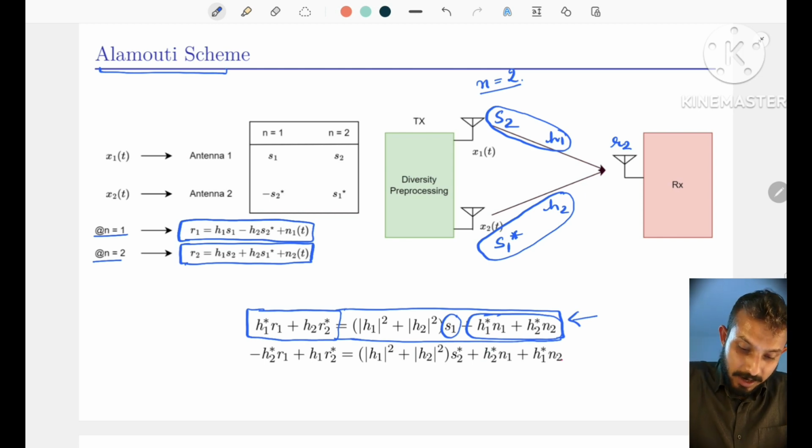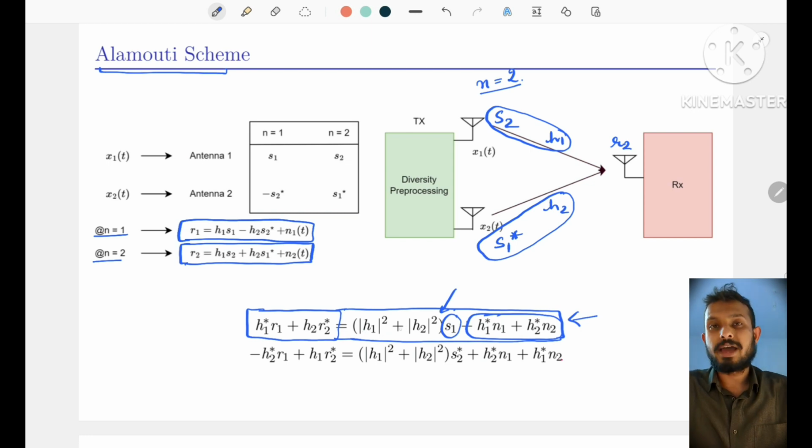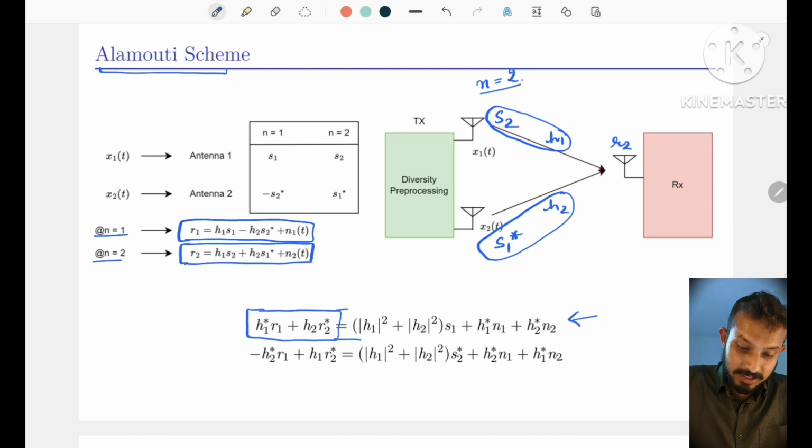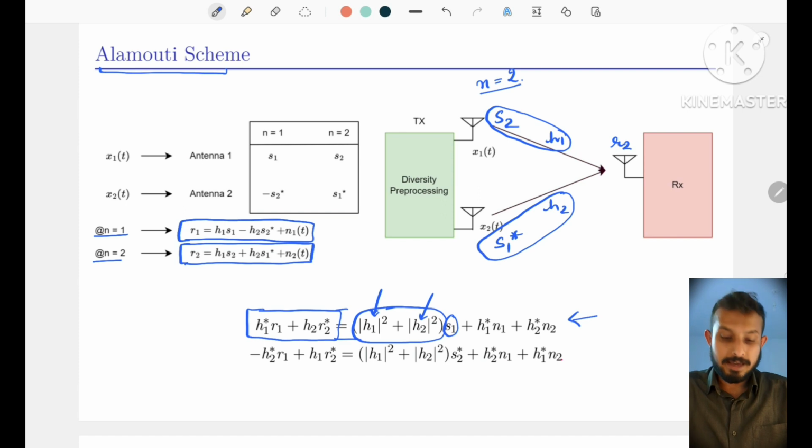And in the signal part, if you look at, you have mod H1 square plus mod H2 square. So this is what we are having, the diversity gain here. Because if one of the channel fails or one of the channel is in fade, still you can recover the signal S1 from the other channel. Isn't this what we discussed about diversity gain? Even in diversity gain, we discussed the same thing.